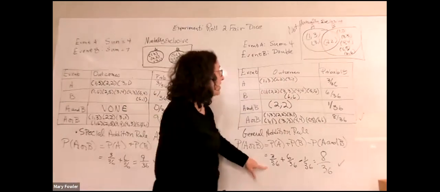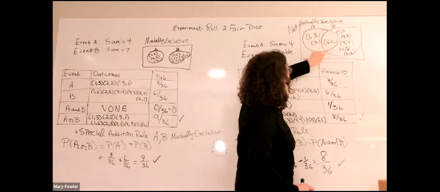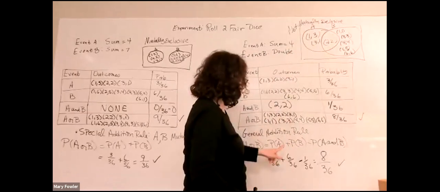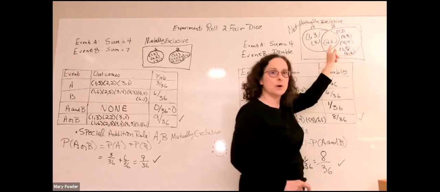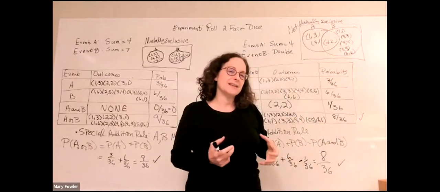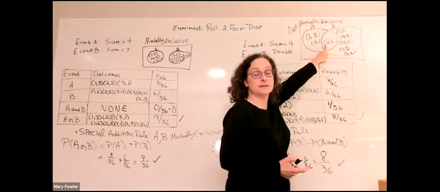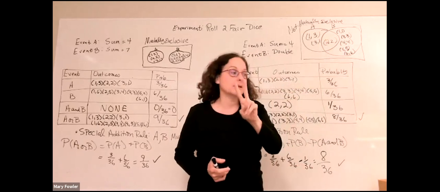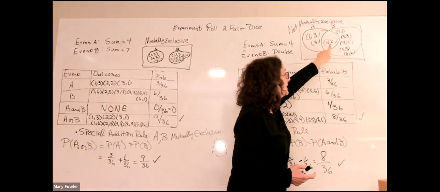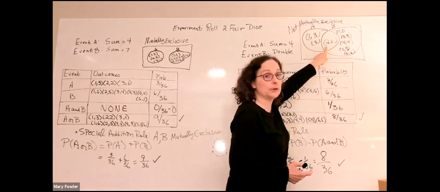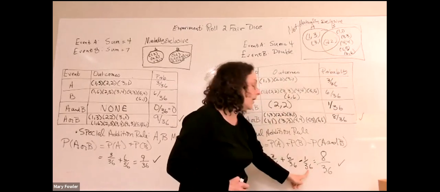So what we have when we calculate the probability of A is everything in the circle on the left. And what we have with the probability of B is everything in the circle on the right. But notice that when we did that, the common event got calculated twice, included twice. So in order to not include the probability of 2, 2 twice, we had to subtract it once.